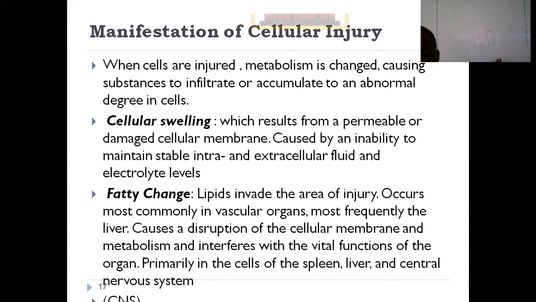Like for example, the hepatocytes within the liver are responsible for things like metabolism. Now, if as a result of injury to the hepatocytes, fat enters into the cell and it becomes too much, to the extent that it interferes with the normal vital function of these cells, then we find things like a fatty liver, and it is unable to perform its role of metabolism. So basically, that is what we refer to as fatty change.